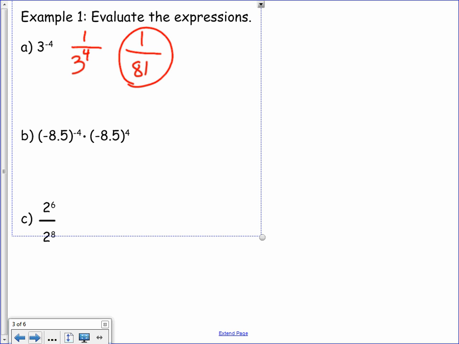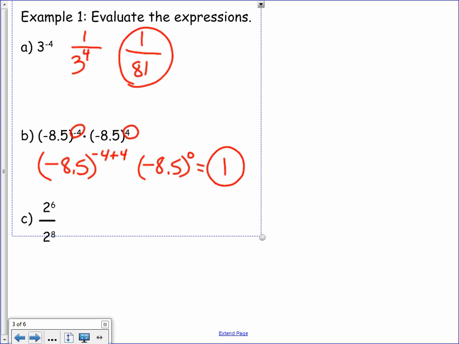Now here we have to remember the product of powers property, and we have to add these exponents because we have the same base. Our base is still negative 8.5. When we add negative 4 plus positive 4, that's going to equal 0. And any non-zero number to the 0 power is equal to 1. So our answer is simply 1 for part B.